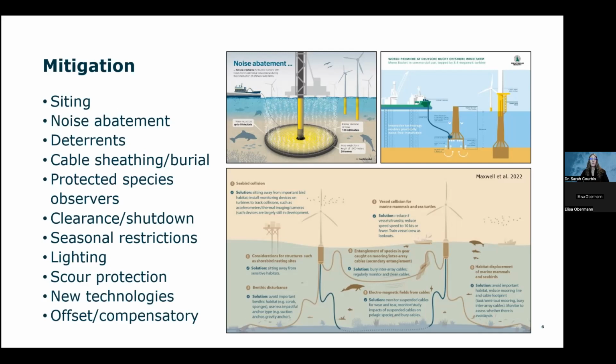And as I mentioned before, you can always think about how you can do offsets and compensatory type mitigations. The compensatory mitigations in terms of dollars are mostly focused in fisheries here in the US. But there are other types of offsets and collaborations and benefits.